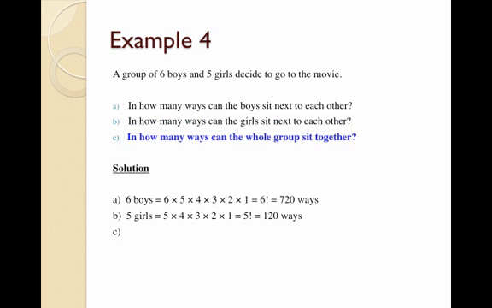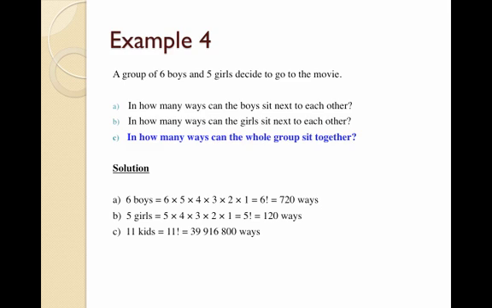Last question asks us, in how many ways can the whole group sit together? Now, we have 11 kids. That means 11 times 10 times 9 times 8 times 7. It's too long to write, so we just write 11 factorial. There are 39,916,800 different ways to order that group of kids.